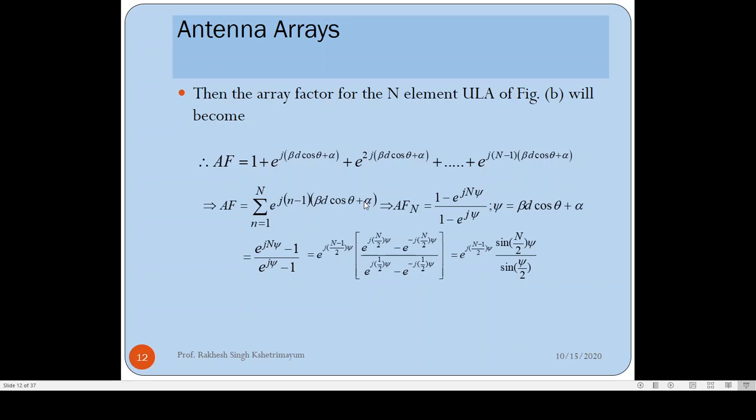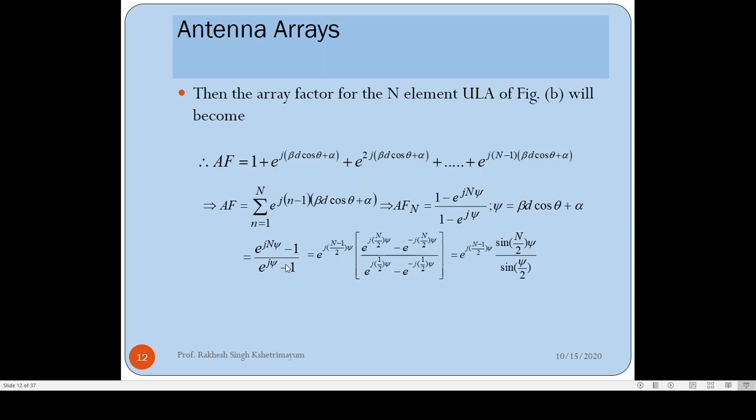So this is a geometric progression. You can simply find the array factor for an N element uniform linear array as 1 minus exponential j N psi divided by 1 minus exponential j psi. Psi we can denote as beta d cos theta plus alpha. That's a compact notation of beta d cos theta plus alpha. So the array factor turns out to be 1 minus exponential j N psi divided by 1 minus exponential j psi.